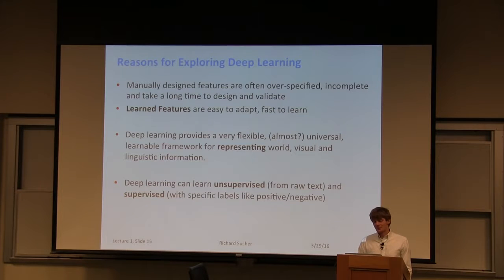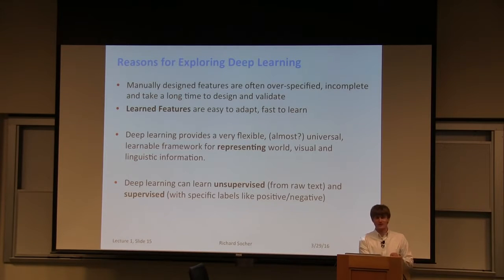Deep learning provides a very flexible and almost universal learnable framework for representing not just linguistic knowledge, but also world knowledge and visual kinds of information. And deep learning will also, and we'll see that starting next class, be able to learn in an unsupervised way. We'll just give it a bunch of text, and it will figure out interesting relationships and the actual meaning of words, just from looking at a lot of raw data. But then also, and that's where usually a lot of the power is, it's very, very good on supervised problems. So trying to very accurately predict a certain outcome.